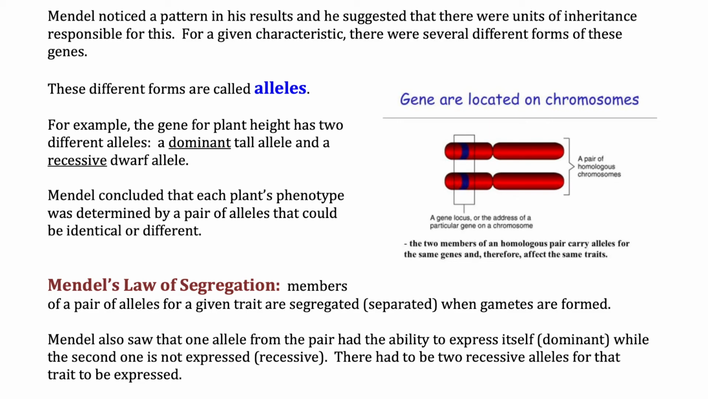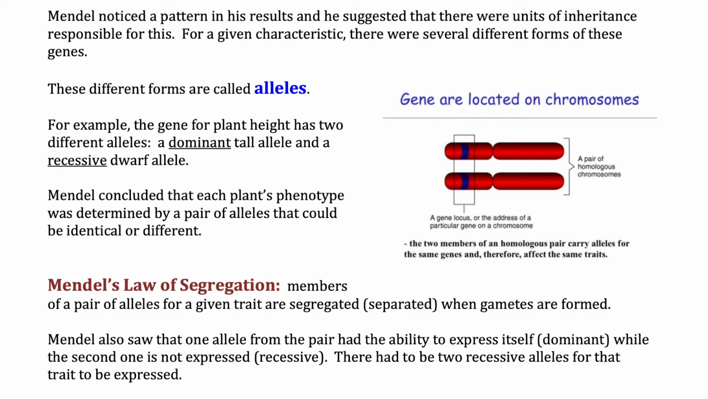Mendel concluded that each plant's phenotype was determined by a pair of alleles that could be identical or different. Genes are located on chromosomes, a pair of homologous chromosomes. And you'll see on the picture a gene locus, or the address of a particular gene on a chromosome.